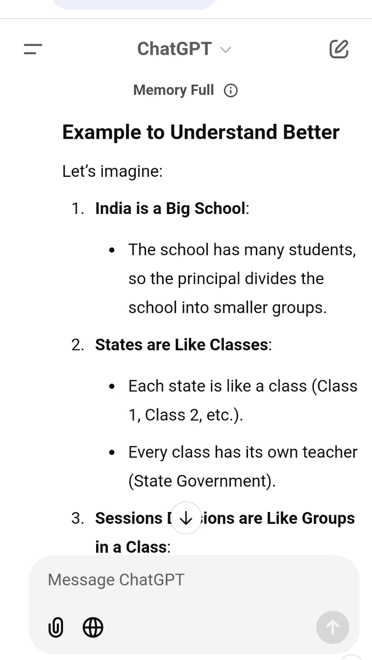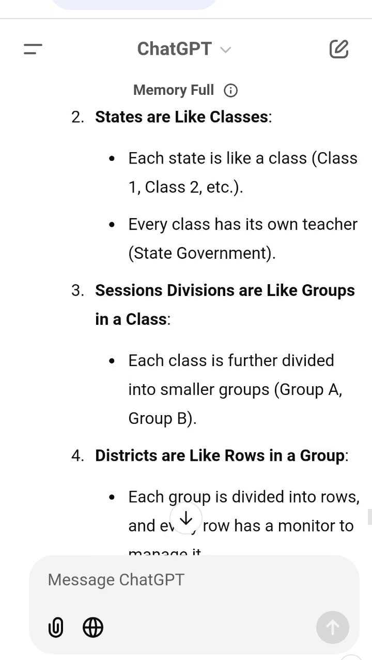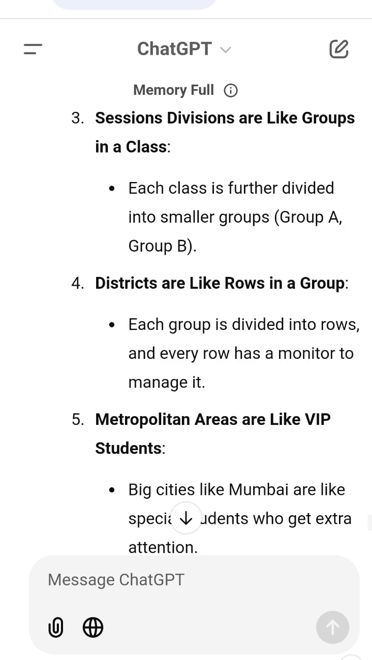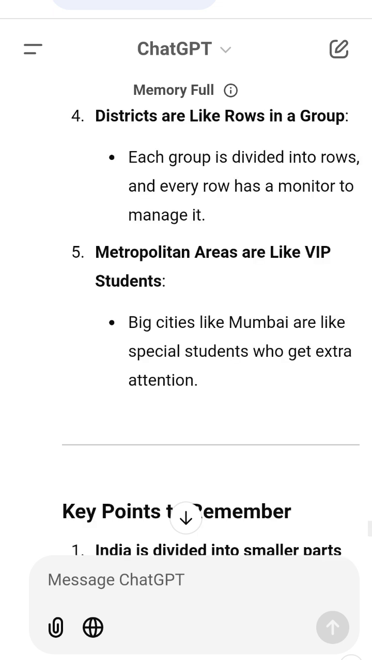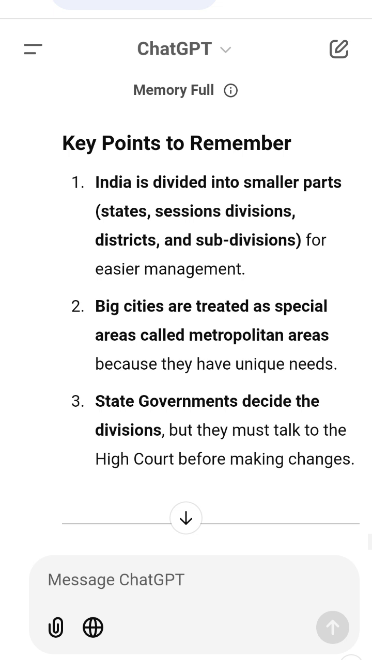Key points to remember. 1. India is divided into smaller parts, states, sessions divisions, districts and subdivisions for easier management. 2. Big cities are treated as special areas called metropolitan areas because they have unique needs. 3. State governments decide the divisions, but they must talk to the High Court before making changes.